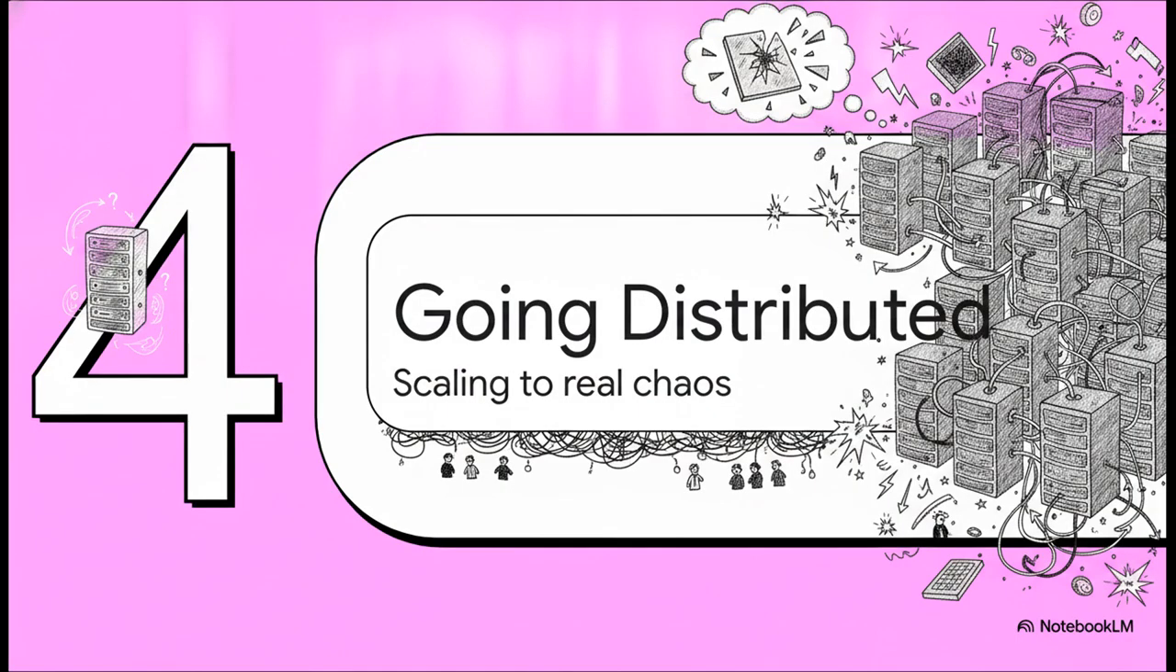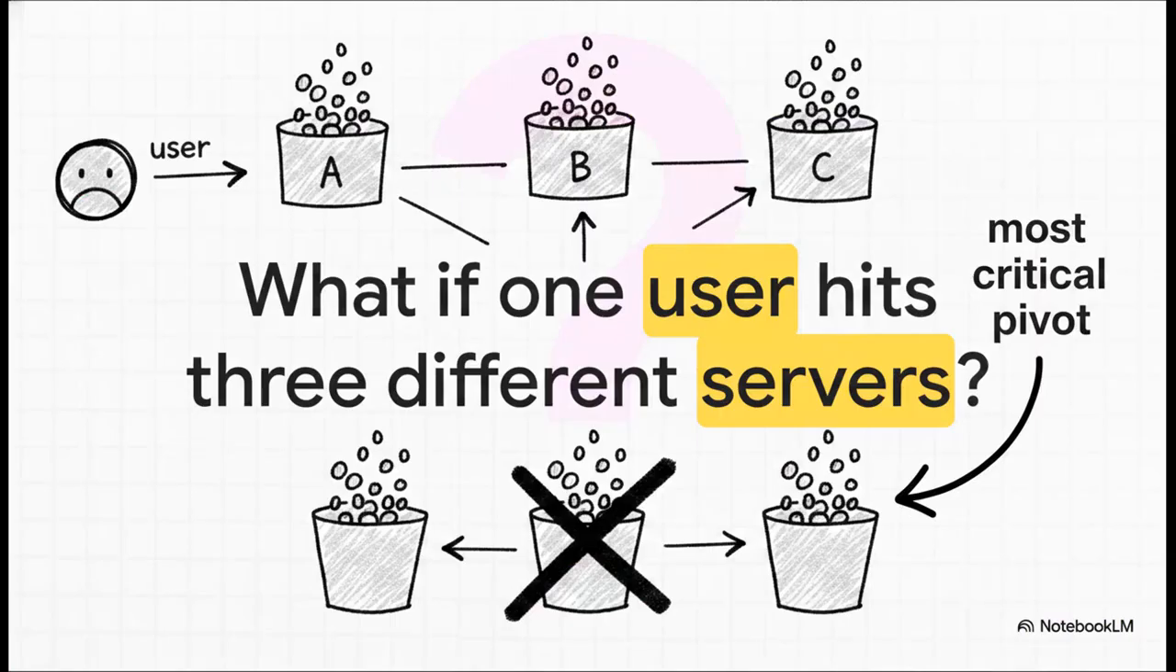Next is Section 4, going distributed. This is where we scale to real-world chaos. Because let's be honest, designing for a single server is way too easy, and a good interviewer will inevitably push you to scale. Moving to multiple servers completely shatters that nice local memory design we just built.